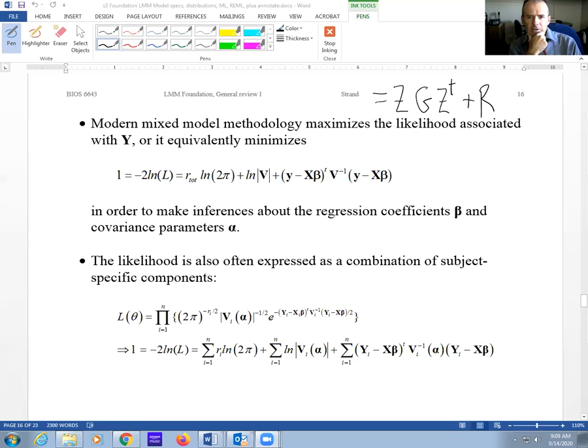That's right. You have to get the joint distribution. So we're talking about a multivariate normal, and the multivariate normal allows us to specify the covariance structure between the repeated measures. And that's this V, right?